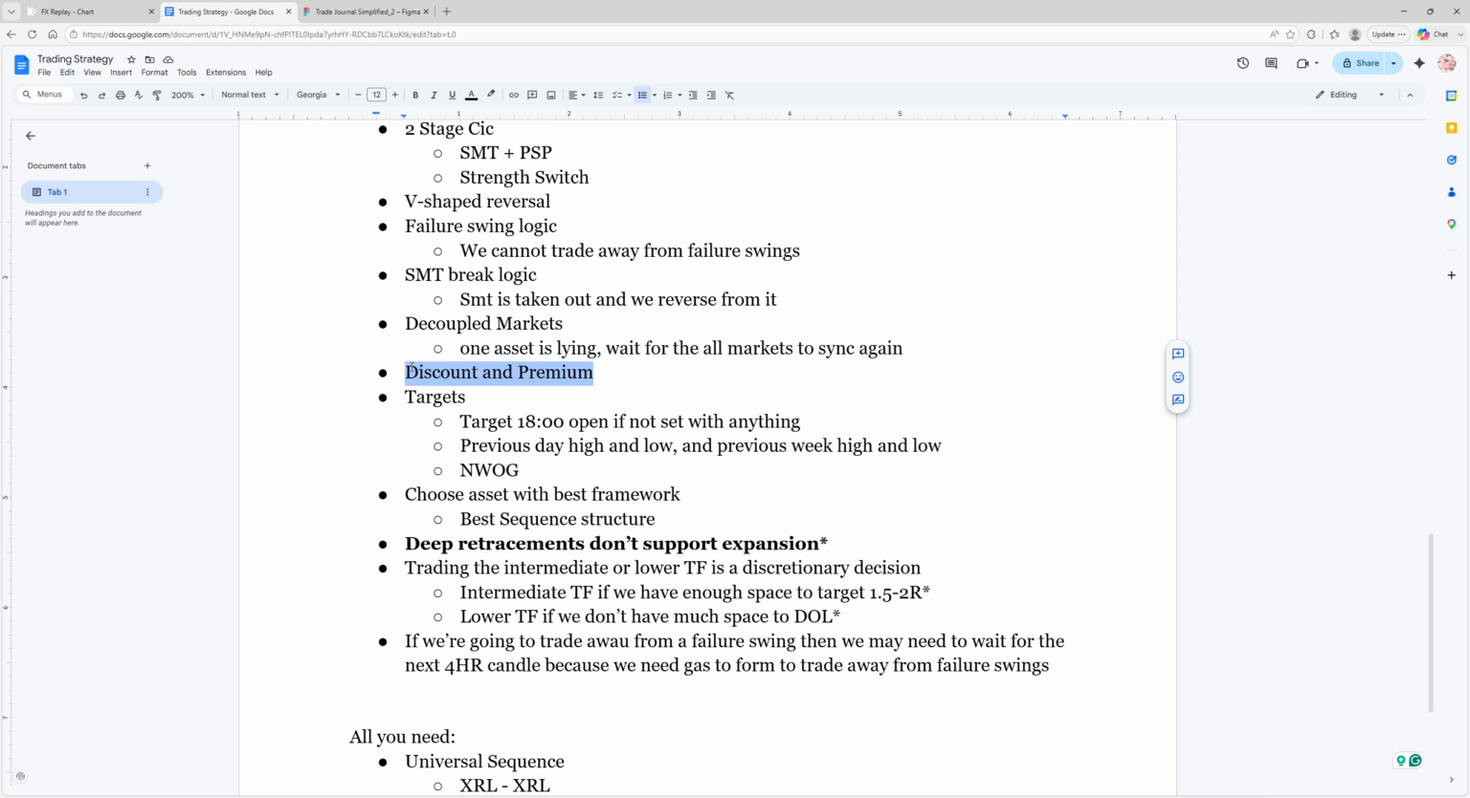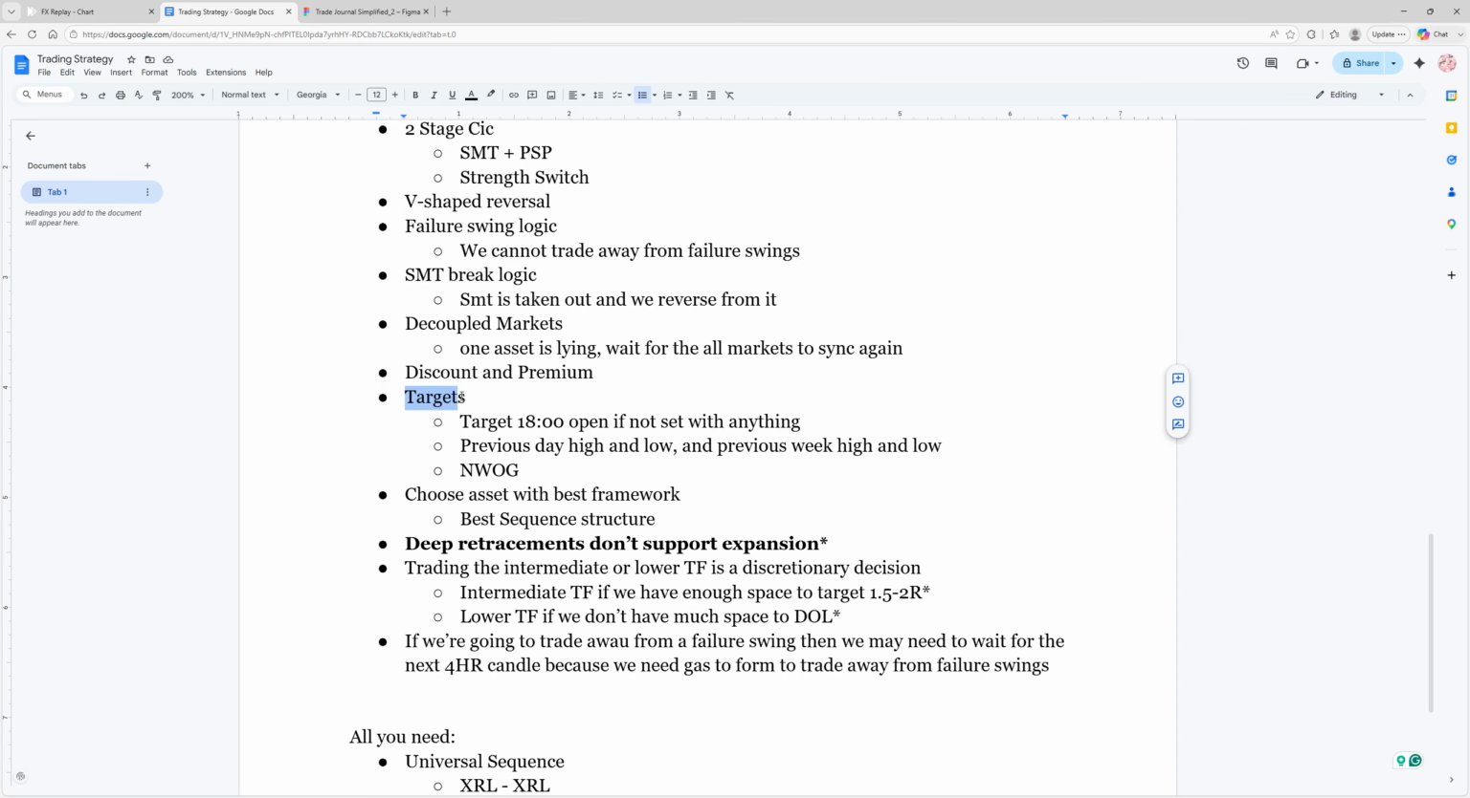So the next one is premium and discount. Premium and discount is going to be your discount level and your premium level. We love to buy in discount and sell in premium. Discount meaning it's really cheap, premium meaning it's more expensive. I don't know, just look up a video on ICT premium and discount. It's pretty self-explanatory, to be honest. It's one of the simpler topics here.